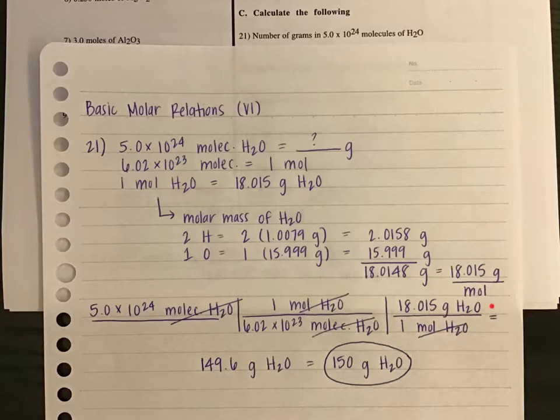Then I can multiply all the top by each other, multiply all the bottom by each other, divide, and I'm going to find that it's 149.6 grams of H2O. However, I need to go back to the beginning and see how many significant figures I started out with and see how many I had throughout. And I'm going to see that I only had 2 significant figures. So my final answer is going to be 150 grams of H2O.